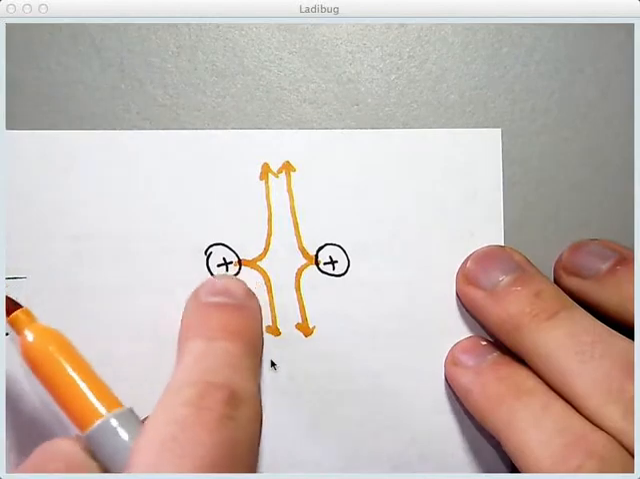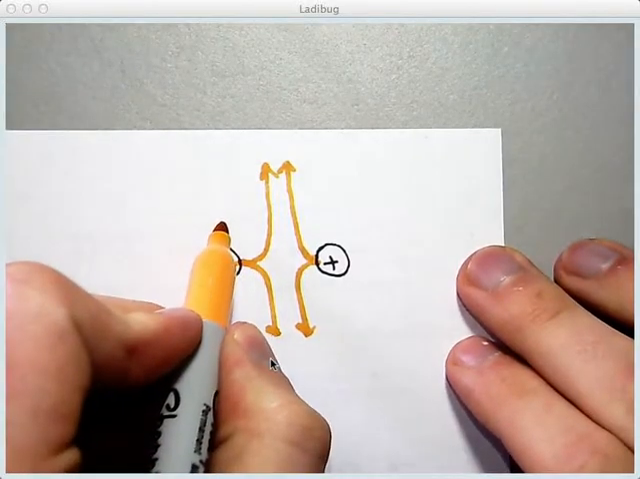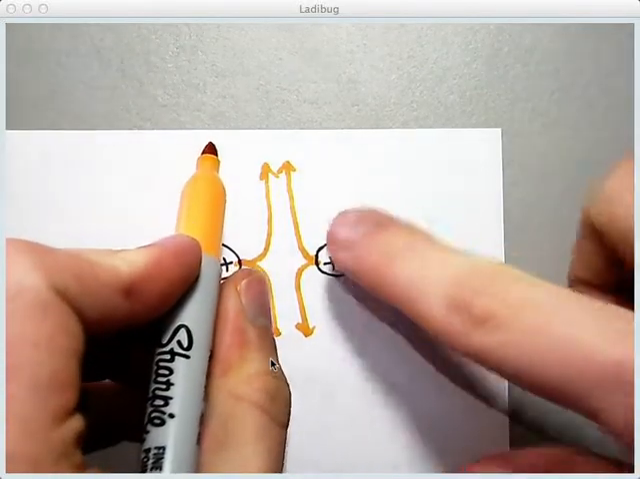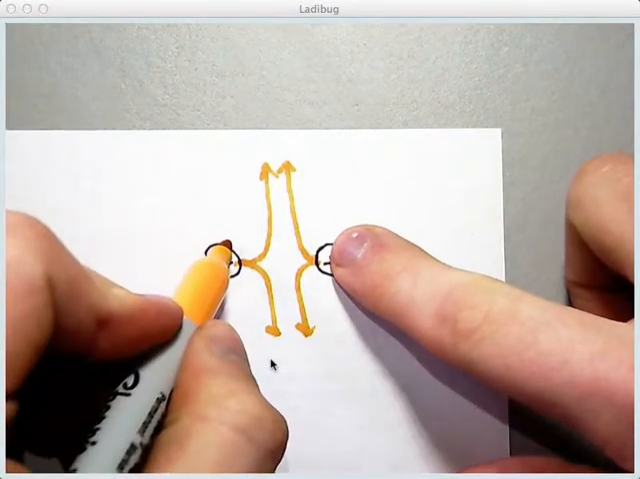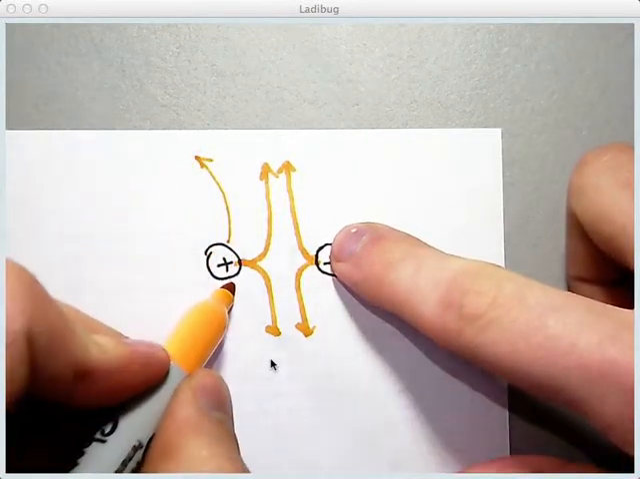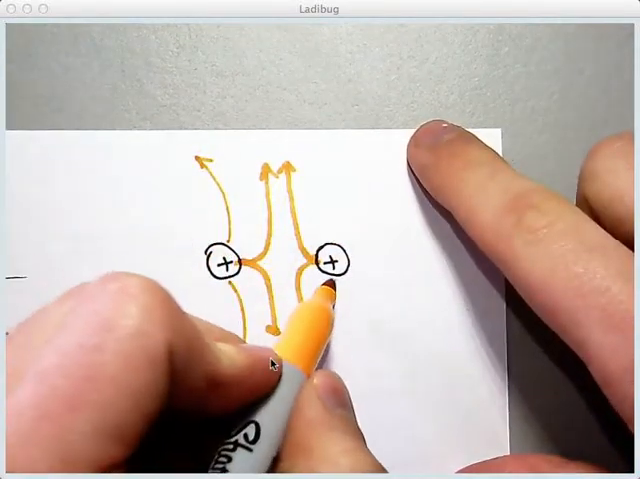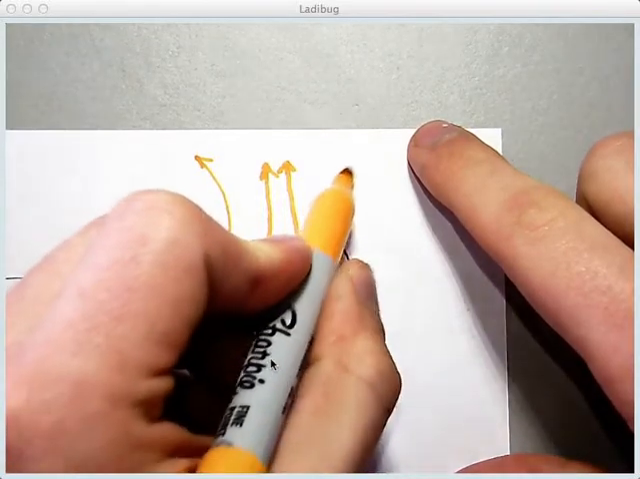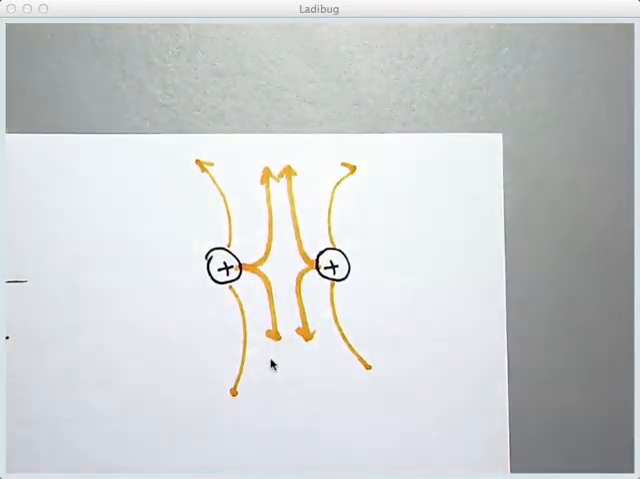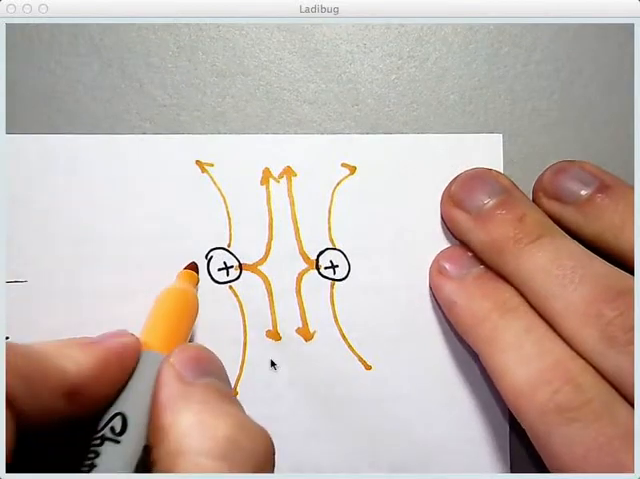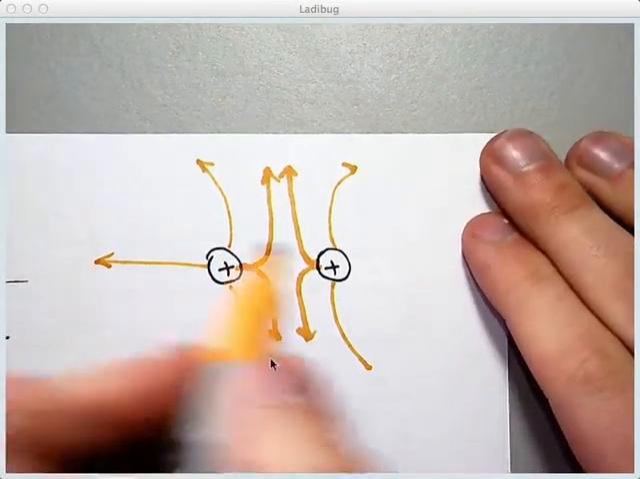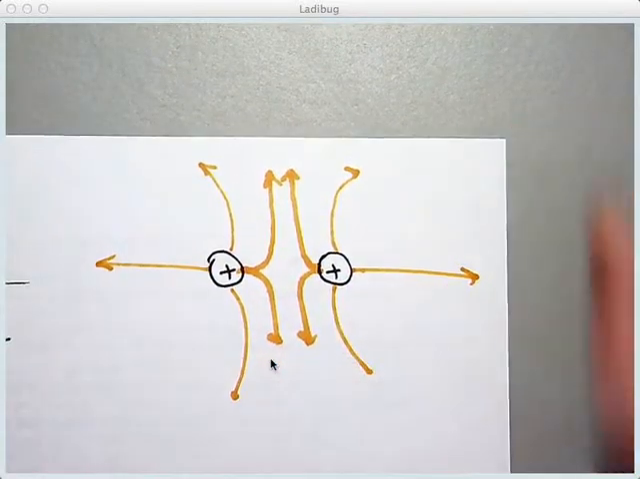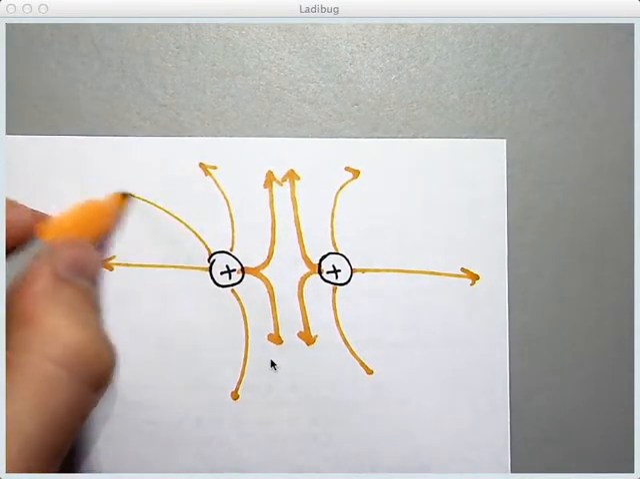From this point, it wants to move up and away, right? But this one's also pushing it in this direction, so we can see that continuing trend. From this position, they're both pushing it away, so it goes straight on the sides. And then just kind of fill in.